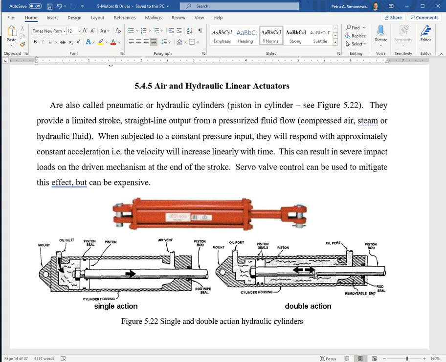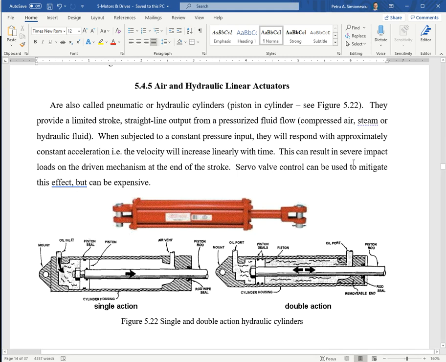Okay, air and hydraulic linear actuators, also known as hydraulic cylinders and pneumatic cylinders. You have linear displacement of the piston rod. Power comes from pressurized air or steam or hydraulic fluid. Steam could be used. Think of catapult launchers on aircraft carriers, or steam presses, where the large ones are still used to drive forges, as forge hammers.